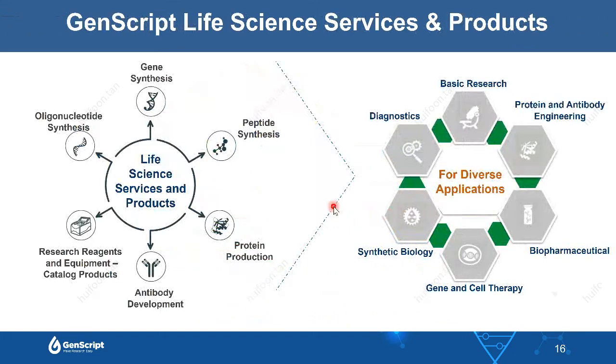Just a brief overview of our GenScript service. We provide a series of life science services and products such as gene synthesis, oligonucleotide synthesis, peptide synthesis, protein production, antibody development, and research reagent and equipment catalog products as well. These are highly utilized in diverse applications, for example, basic research, protein and antibody engineering, biopharmaceutical, gene and cell therapy, synthetic biology, and the diagnostic field.